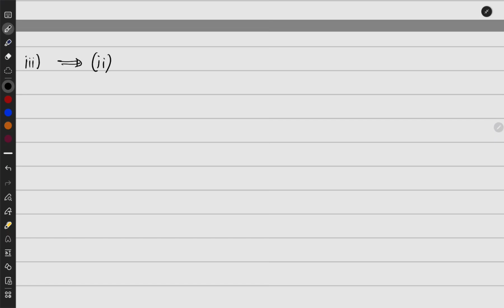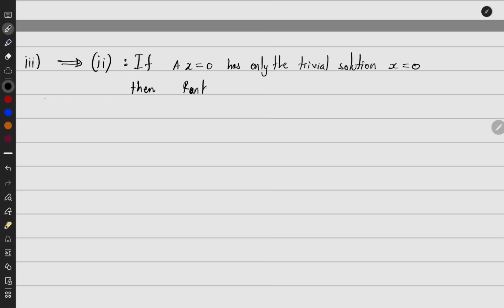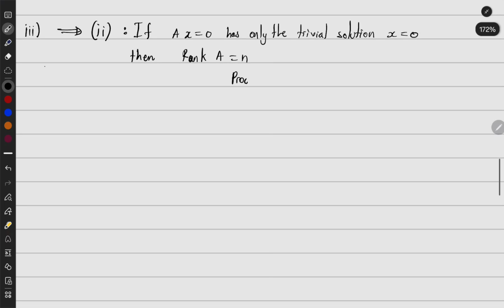So in this case we suppose that, what they are claiming is that if AX equals 0 has only the trivial solution, X equals 0, then the rank of A equals n. So how do we prove this?